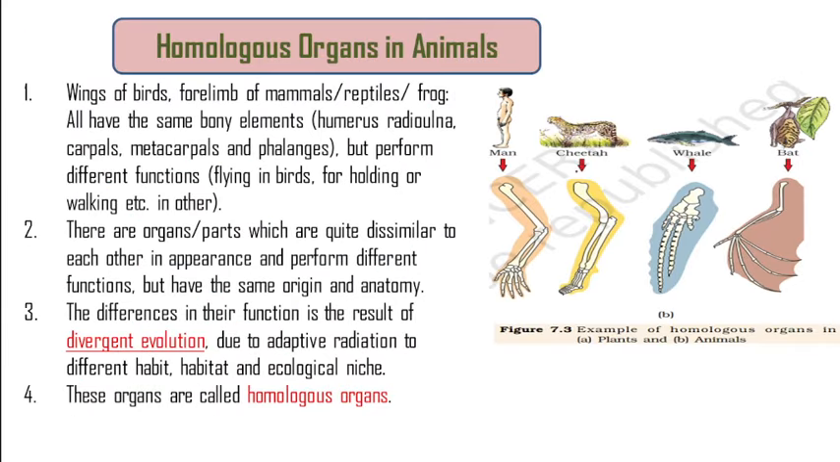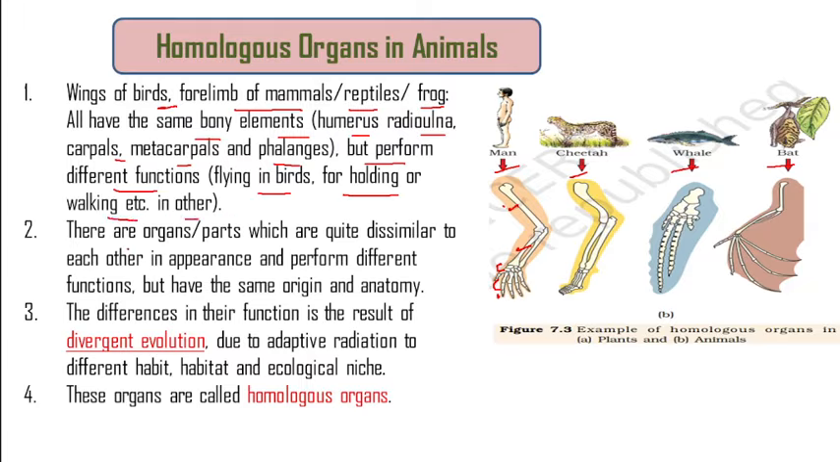Homologous organs in animals. These are the four limbs of these organisms: man, cheetah, whale, bat. They have similar origin but different functions. The wings of birds and the four limbs of mammals, reptiles, and frog all have the same bony elements, that is humerus, radius ulna, carpals, metacarpals and phalanges, but perform different functions: flying in birds, holding or walking, etc. in others.